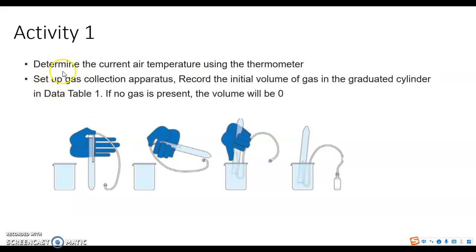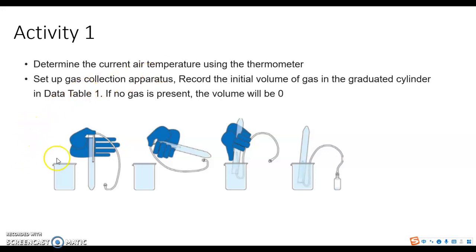To start, first you need to determine the air temperature using the thermometer. Just put the thermometer on a table or anywhere that's close to you, but make sure the bulb of the thermometer is not touching any surface, so it's measuring your surrounding air temperature.